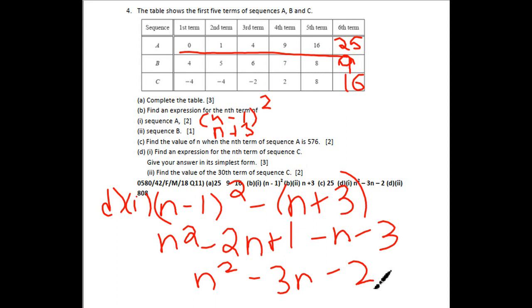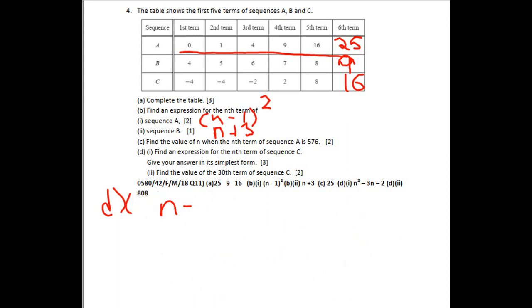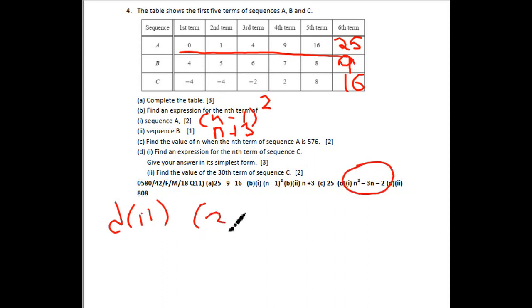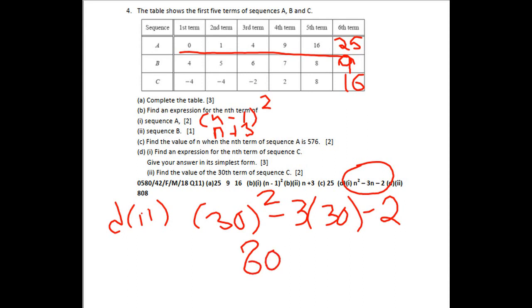Part 2, find the value of the 30th term of the sequence C. So just substitute 30 instead of this n. So for D2, we'll simply, instead of n, substitute 30. 30 square minus 3 times 30 minus 2, which gives us 808. Answer for D2.